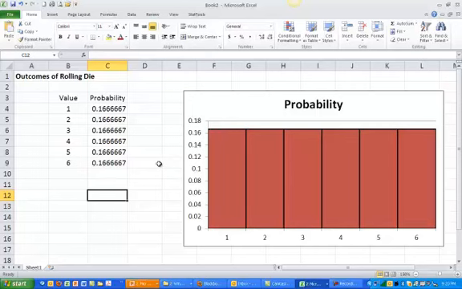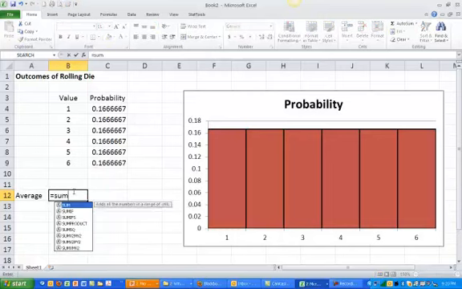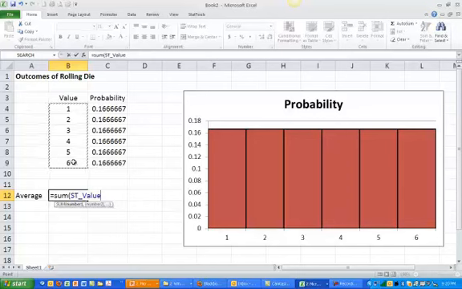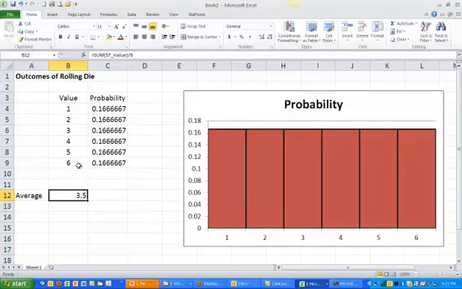Now, let's think about our probability distribution for the outcomes of rolling a die. And in this case, we can think of where our average value might be. Suppose we said we want to find the average of this distribution, and we were going to do it by summing each of the values and dividing by the number of occurrences. So I'm going to say equals sum of these values 1 through 6 divided by the number of occurrences, which is 6. I get a value of 3.5.